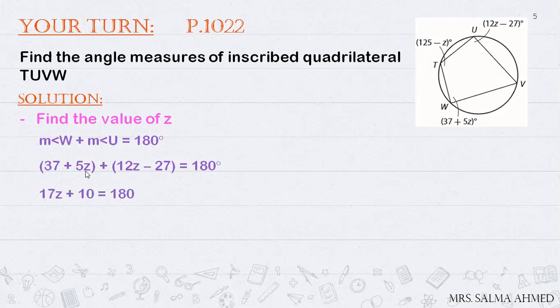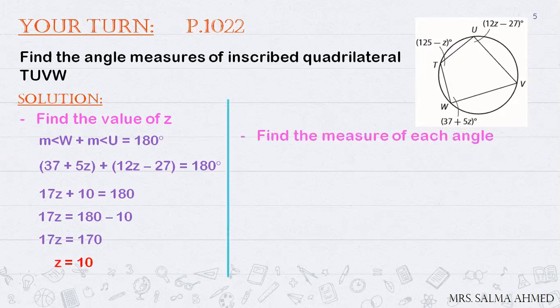I'm going to combine the like terms, 12Z and 5Z. It gives me 17Z, and 37 minus 27 gives me 10. So 17Z plus 10 equals 180, and I'm going to move 10 to the other side by opposite sign. It gives me 180 minus 10, then 17Z equals 170. Now I have to get Z, so I'm going to divide by 17, 170 divided by 17, so it gets me Z equals 10. When I replace each angle by the Z that I get, I can easily find the measure of each angle in form of Z.